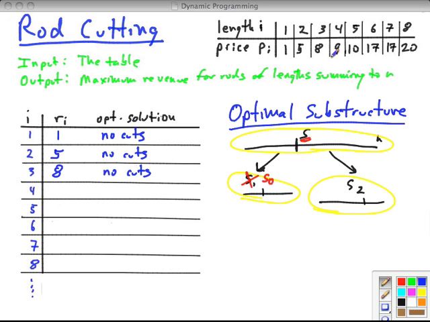Size 4, look up in the table for that size, we get a 9. But if we split it into 3 and 1 we also get a 9. If we split it into a 2 and 2 we get 5 and 5, that's 10. That's good, so let's cut it at 2 and 2.